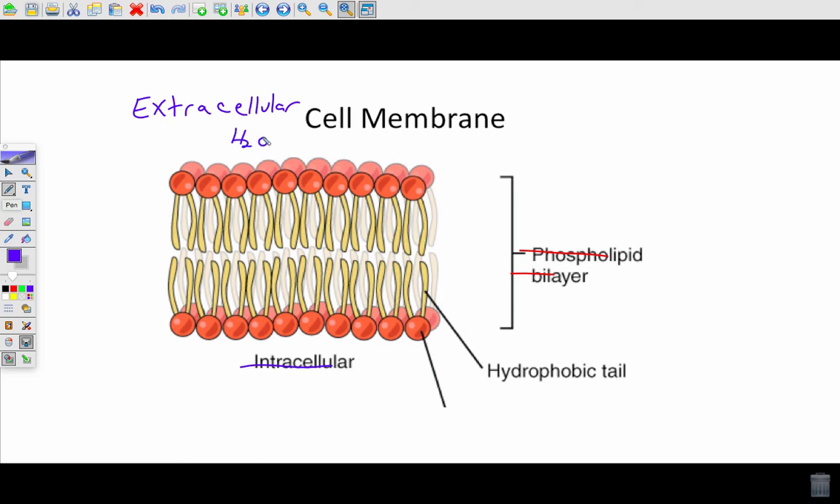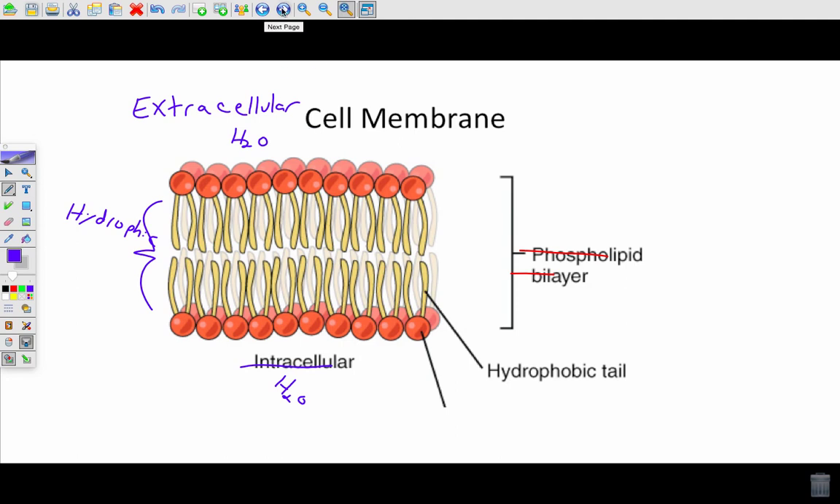So this is where the water is, inside the cell and outside the cell. This whole area right here is hydrophobic. So there's no water in there. Okay. The heads all stay together because they're polar, they're attracted to each other. And the tails are just forced to be together. It's not like they want to be together, but they're just forced to be together. So that's what the cell membrane looks like.